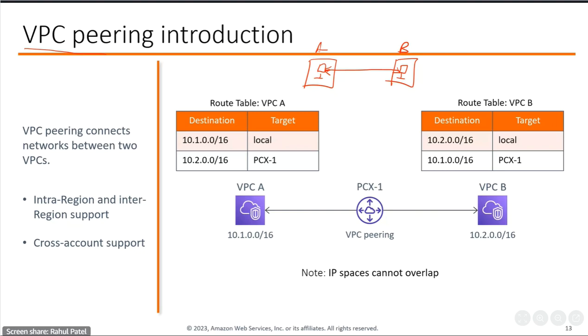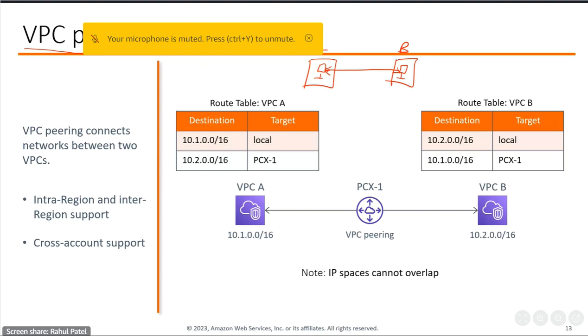Now, when we are doing a peering connection between these two VPCs, what we need to do is first create a peering connection. Then after creating a peering connection, we need to update the route table of both the VPCs.